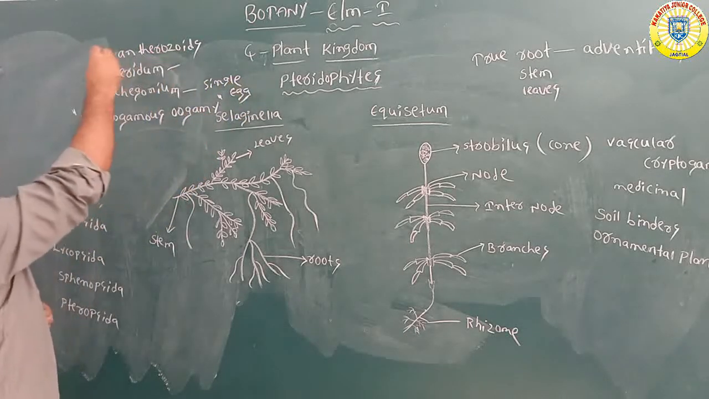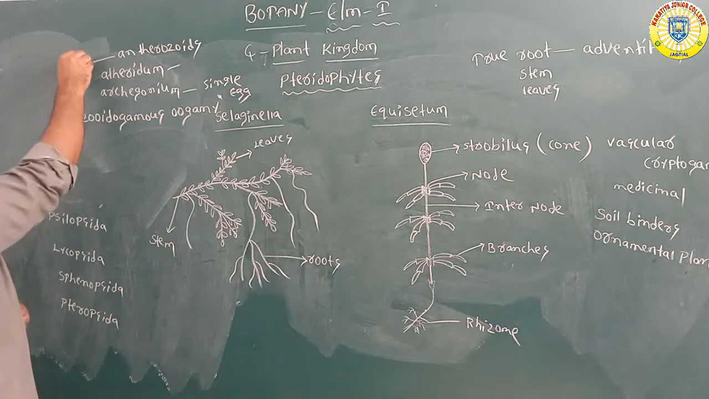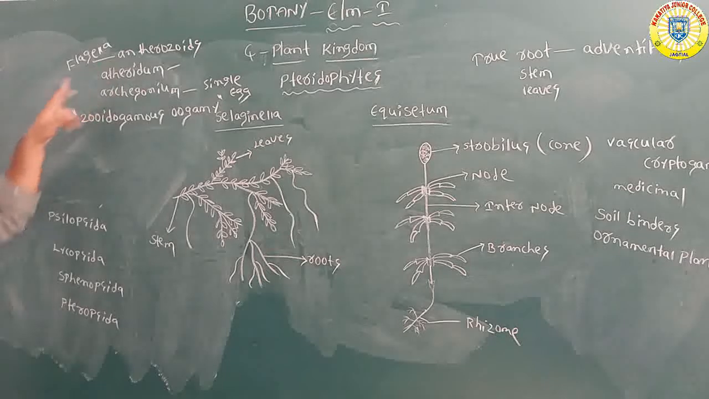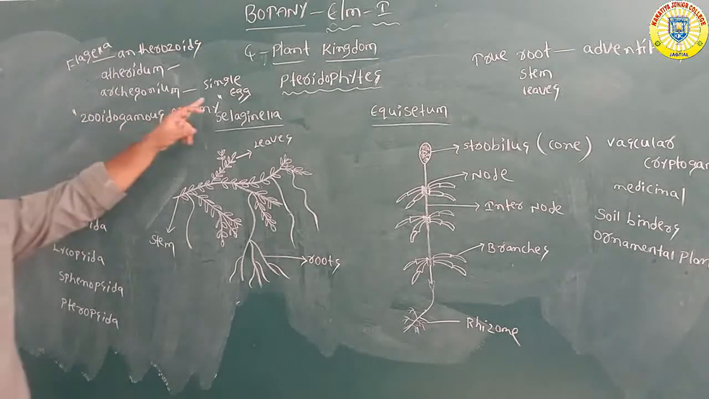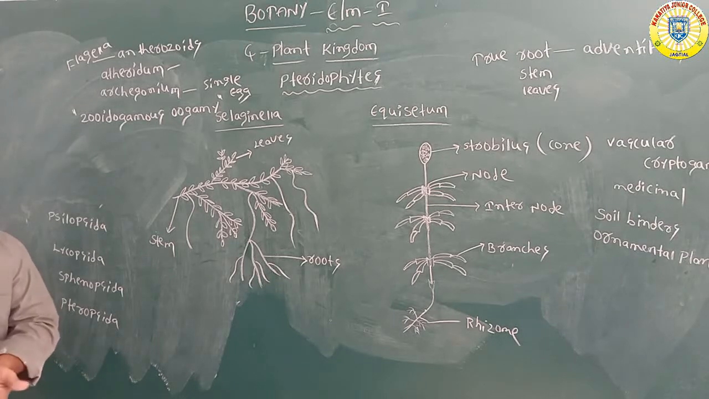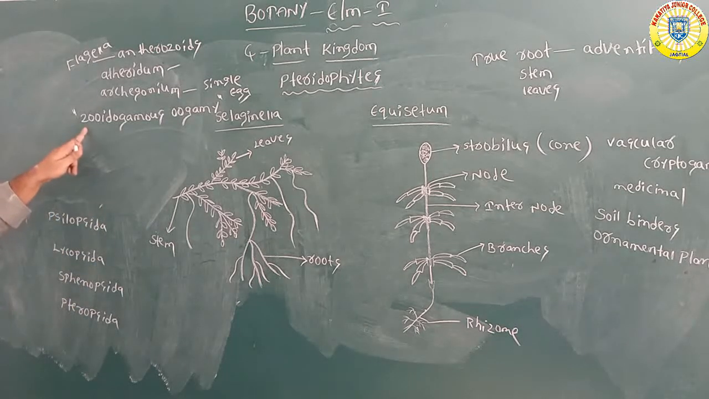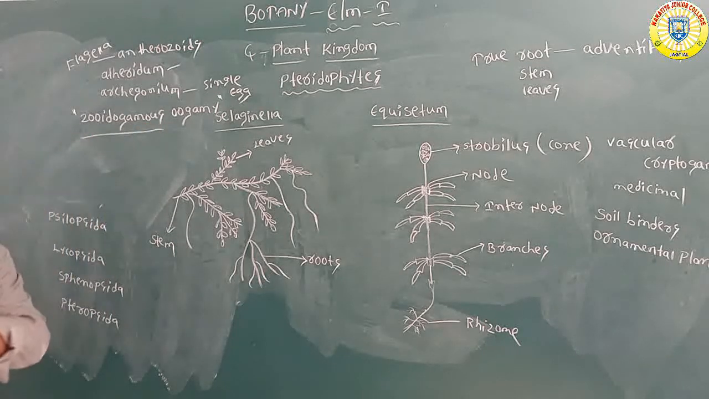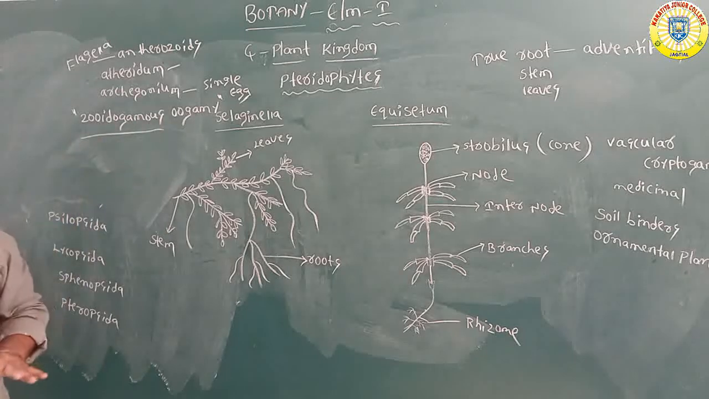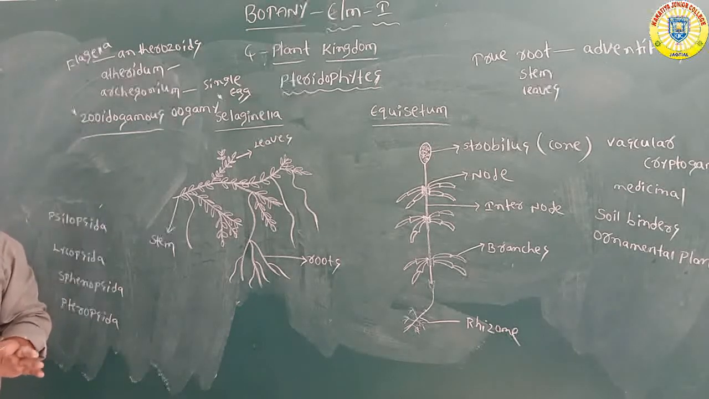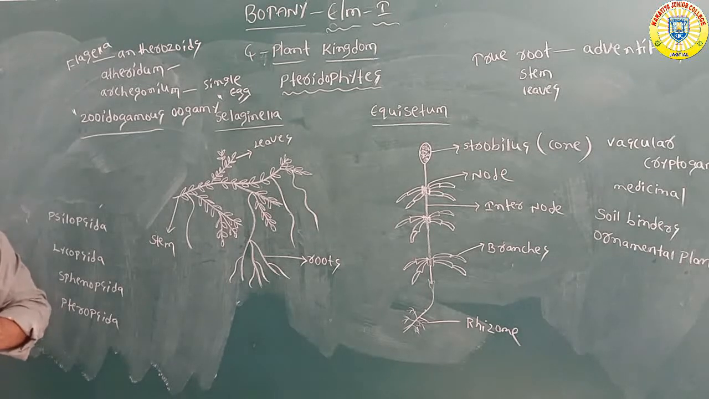These antherozoids have flagella. With the help of flagella they can move. So these antherozoids move and fuse with the egg cell, and fertilization is carried out. That type of fertilization is called zooidogamous oogamy. It means the motile male gametes fuse with non-motile female gametes.